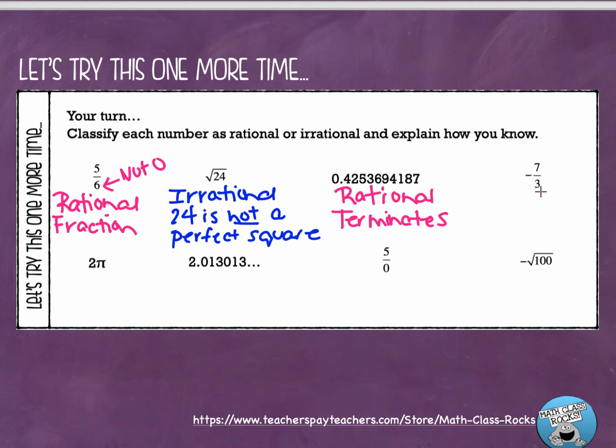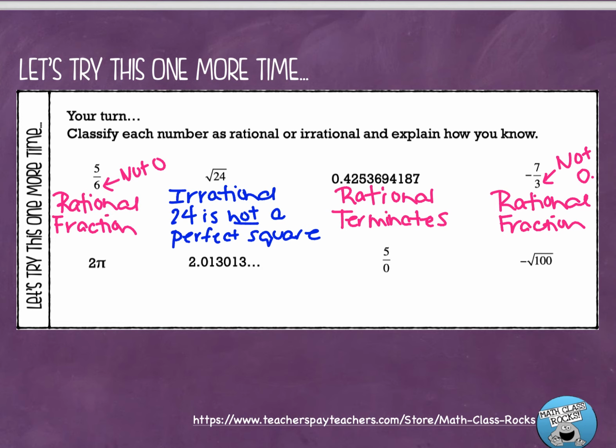All right, negative 7 over 3. Also, it is rational. The reason it's rational is because it's a fraction. And the reason it's rational and a fraction is because there is not a zero in the denominator, right? As long as it's not a zero in the denominator, that means it is rational.